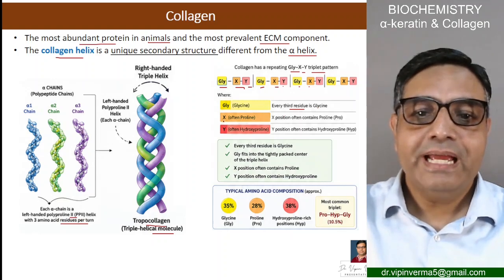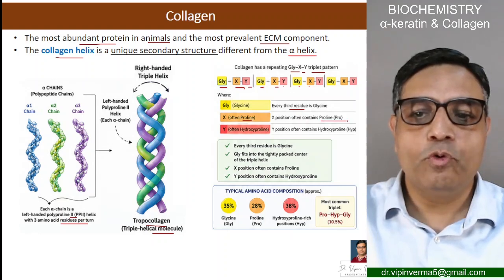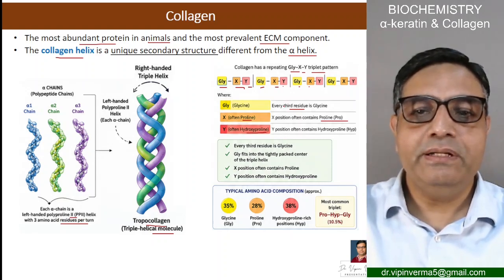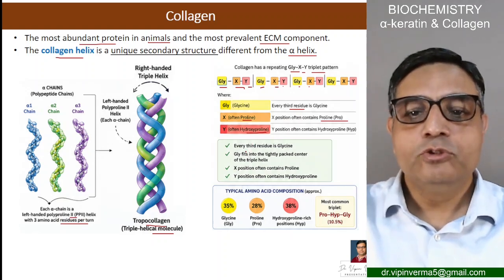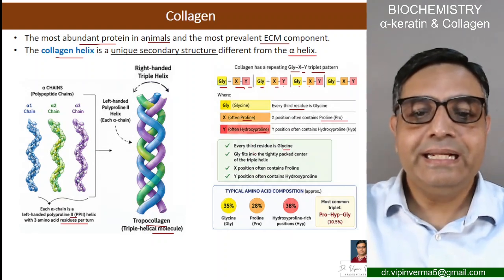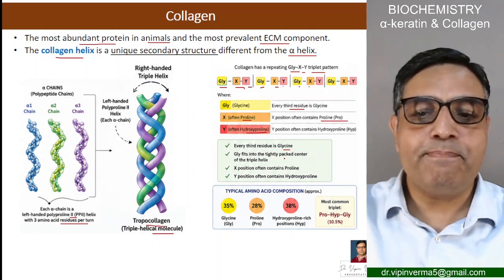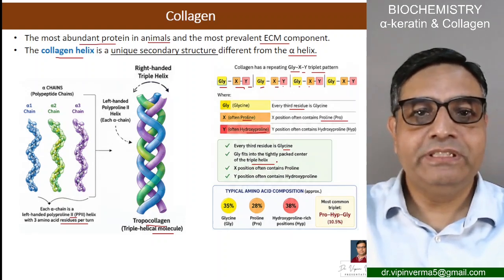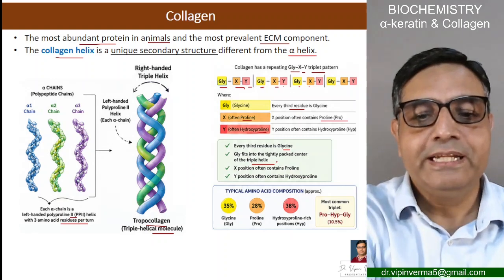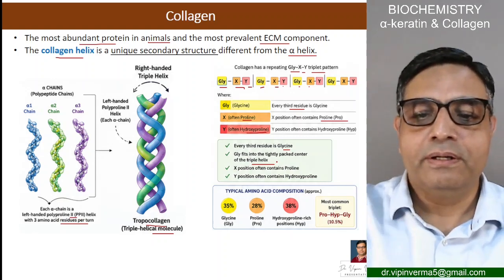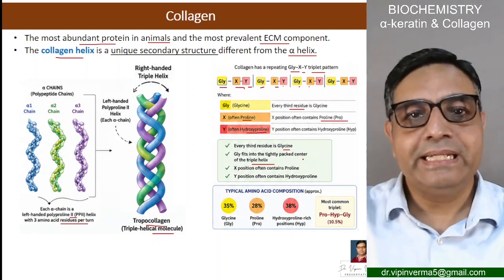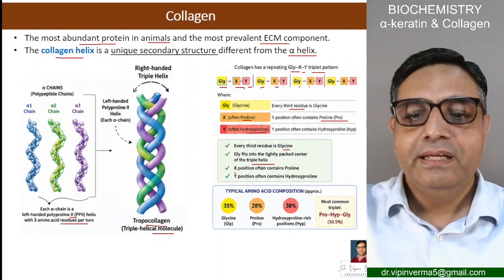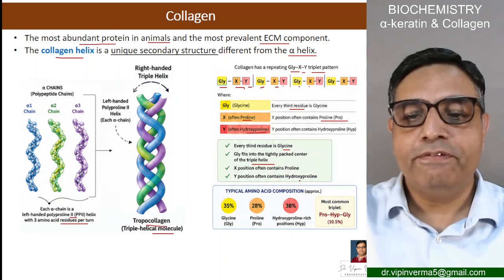Now at position X, it is often proline, right? So the X position often contains proline, while the Y usually contains hydroxyproline. So it is glycine, proline, hydroxyproline, something like that. So every third residue is glycine, and this glycine fits into the tightly packed center of the triple helix, because glycine has the smallest side chain, which is hydrogen. All right, so that's why it makes a very tightly packed center, because the glycine can fit into it.